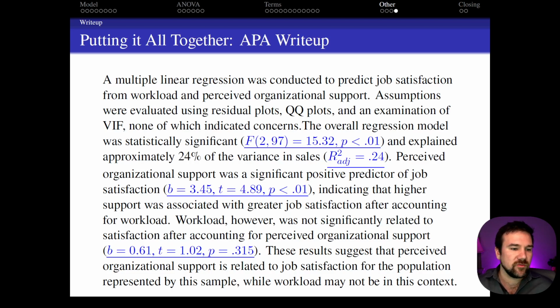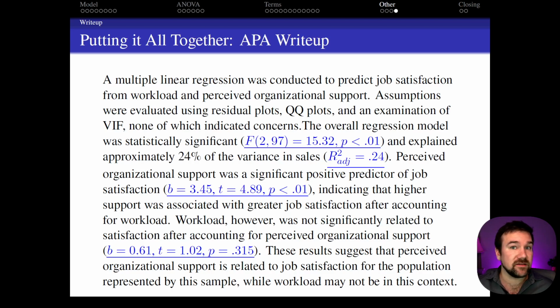The overall regression model was significant, so I have my 2 and 97 degrees of freedom. Again, this is an overall test. That 2 is the number of parameters, the number of independent variables, and then the 97 is the degrees of freedom error, n minus p minus 1. The 15.32 is that test statistic, and I have my p-value.